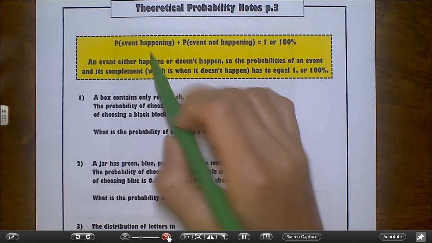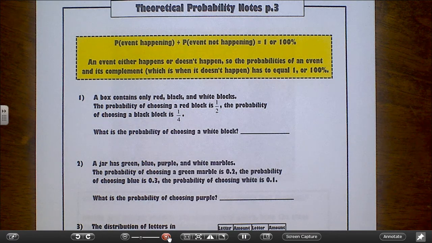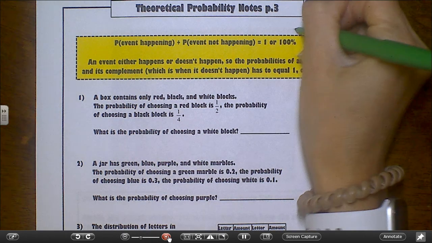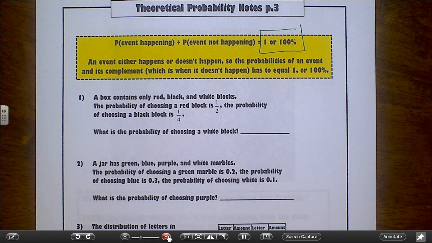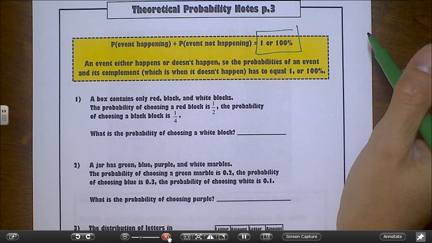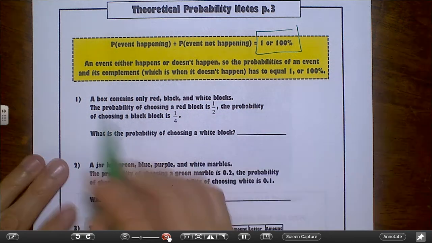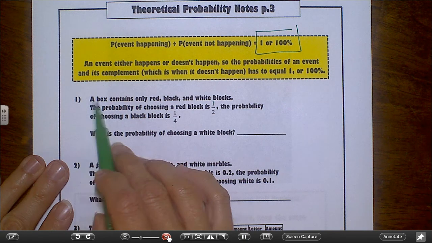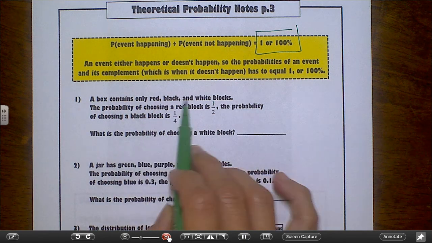So the probability, again, of an event happening or not happening is 1 or 100%, because the event either has to happen or not happen. Again, there's no other option. So those have to equal 100%, which is, again, why you can use subtraction in this rather than continuously adding the others.